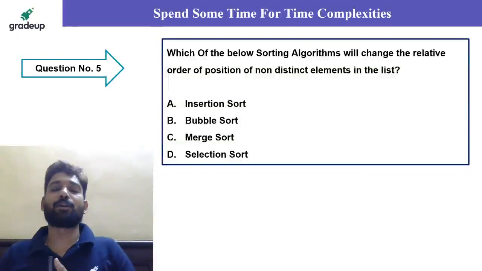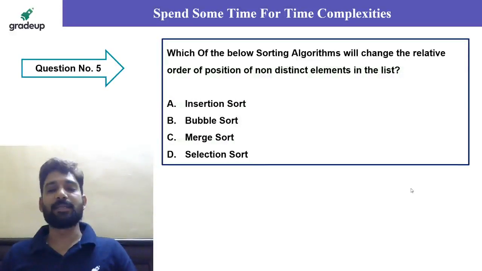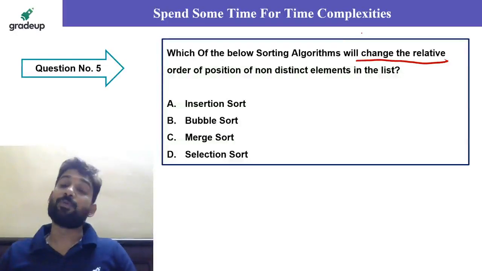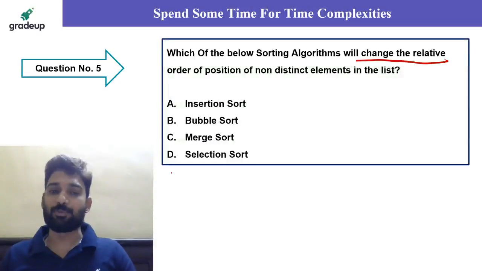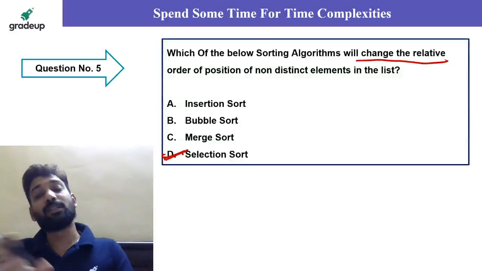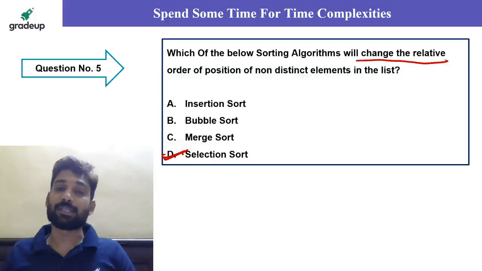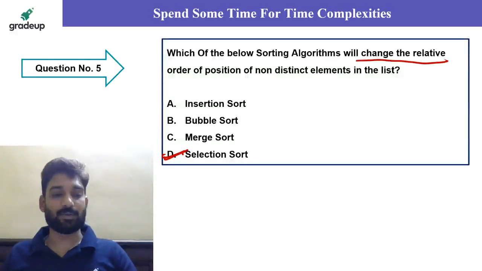Which will change the relative order of position of non-distinct elements in the list? Just now we have told, what does this mean? If it will change the relative order, that is called an unstable sorting algorithm. Which is unstable? Insertion sort is stable. So obviously selection sort will be unstable. So in this way also, without using the term stable or unstable, you may get a question from sorting algorithms. Okay? Next question.